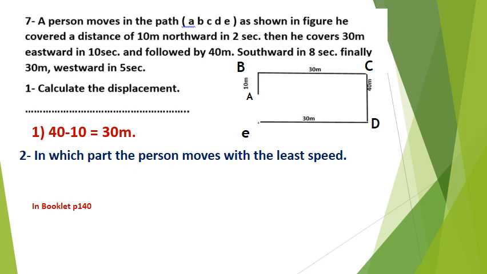Okay, let's calculate the speed from C to D. From C to D, 40 meters divided by 8 seconds. Can you calculate 40 divided by 8? Calculate it, Judana. 40 divided by 8.